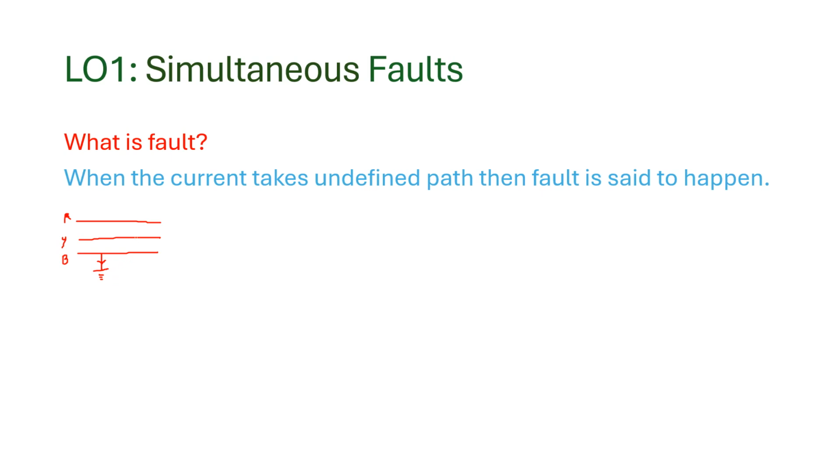Similarly, suppose if the two lines get shorted, then also the current starts flowing between these two lines because of the potential difference. Then we say the fault is happening. So in general, what is fault? Already we learned, when the current takes undefined path. It may be due to insulation failure. In most of the devices we say the earth fault takes place when we get a shock. So that is also a type of fault.